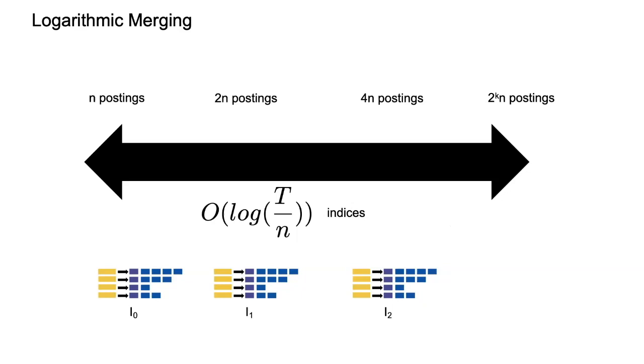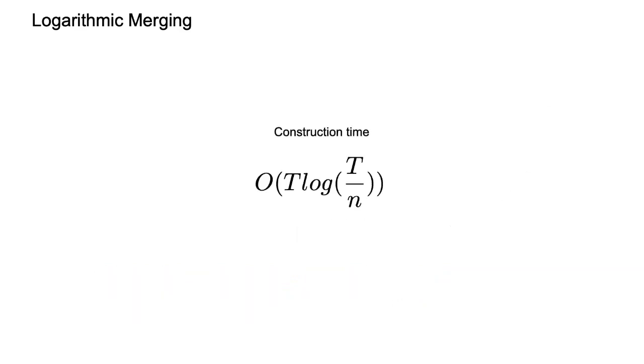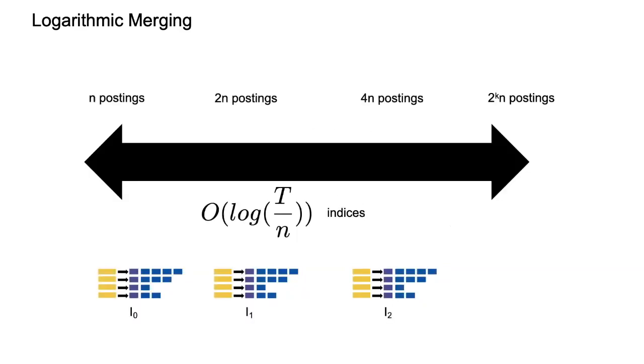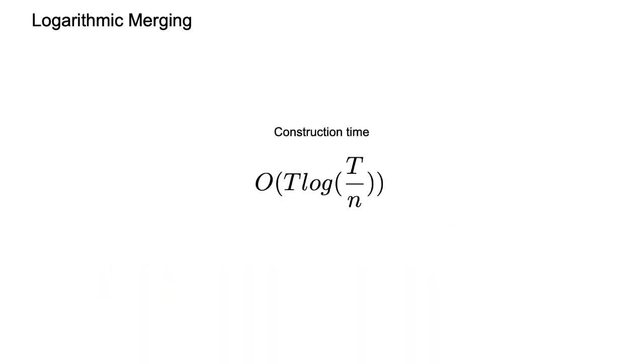Okay. All right, so now we have how many indices? We have log of t over n. And so the construction time, in terms of complexity classes, we multiply by time t, because it grows linearly with the number of tokens. So it's t times the log of t over n. And this we like much better than t squared over n. And again, the trick is to use the powers of 2.